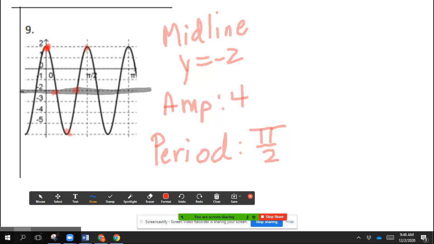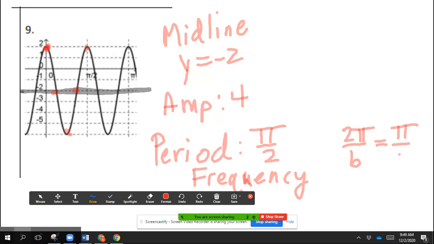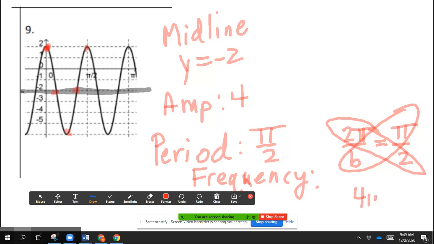So in order to find the frequency, which is our b value, we can either calculate how many times pi/2 goes into 2 pi, or we can set up 2 pi over b equals pi/2, like we did yesterday, and calculate for the frequency, which is b. 2 times 2 pi is 4 pi. 4 pi equals b pi. Divide by pi, b equals 4.